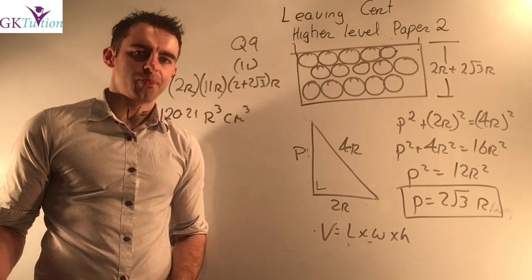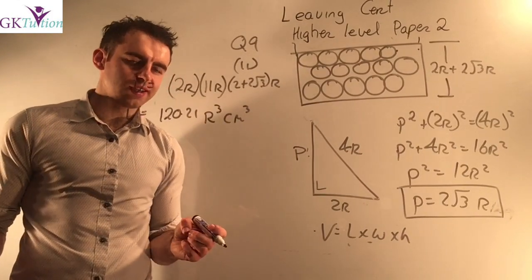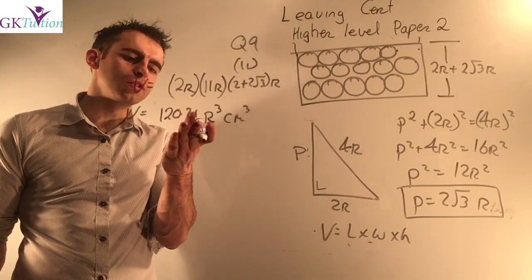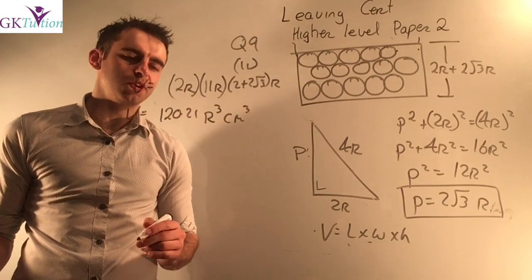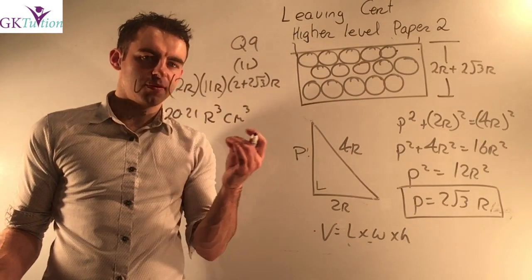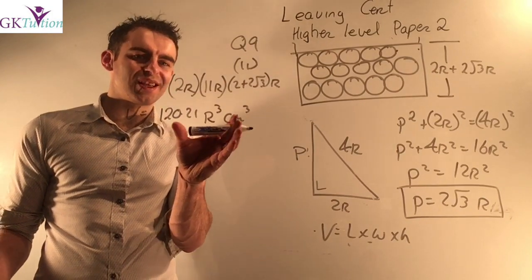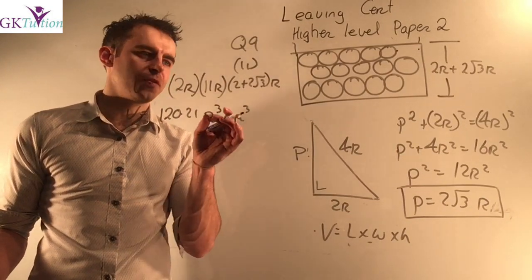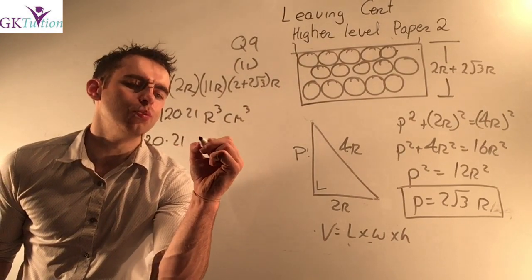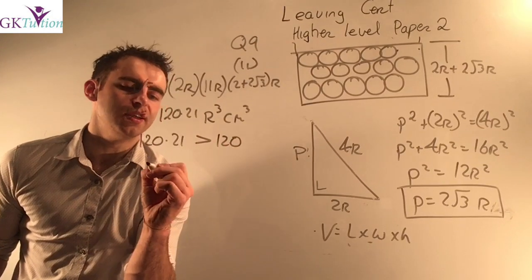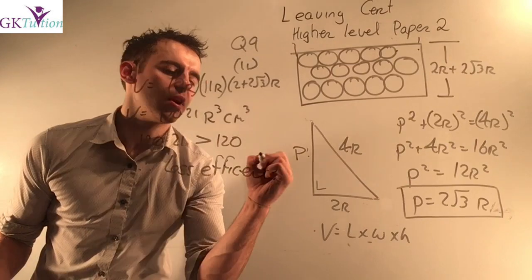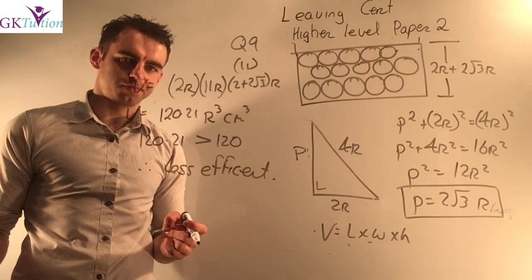Now be careful here. In part 1, the volume of the rectangular box was 120 r cubed centimeters cubed. This one is 120.21 r cubed centimeters cubed. The volume of this box is bigger than the volume of the previous box, which means that this is a less efficient way of arranging the snooker balls. So you would say that 120.21 is bigger than 120, so therefore this is less efficient. It's a less efficient configuration of the snooker balls.